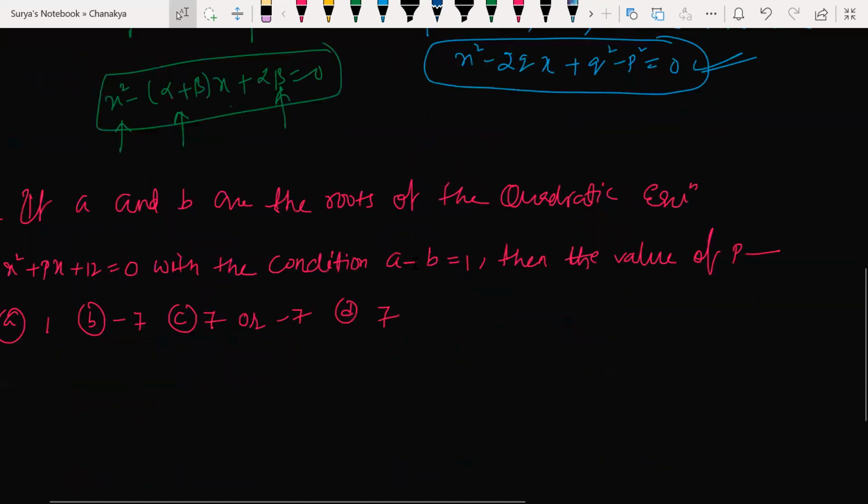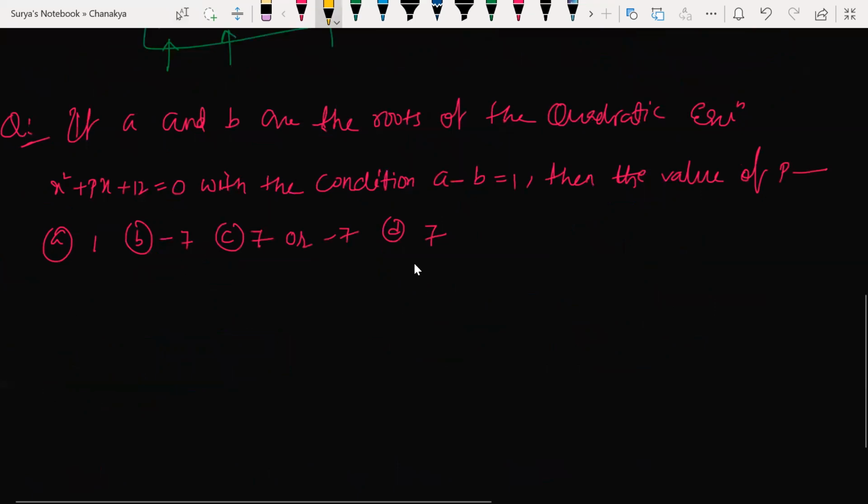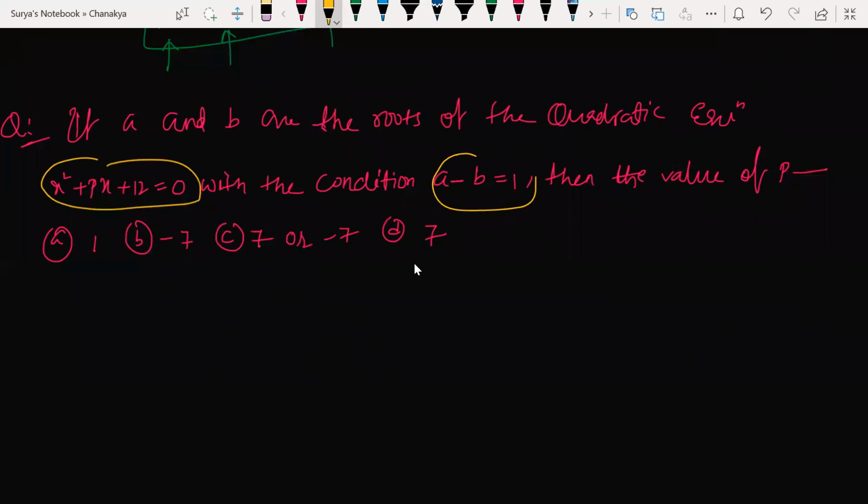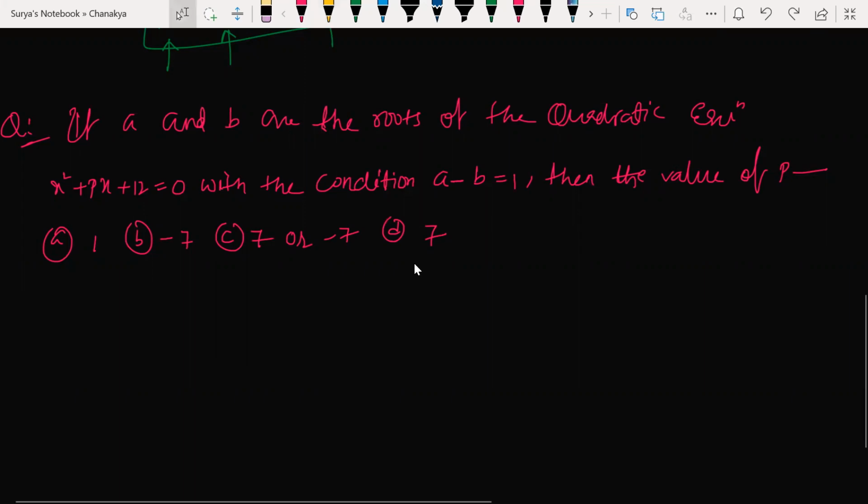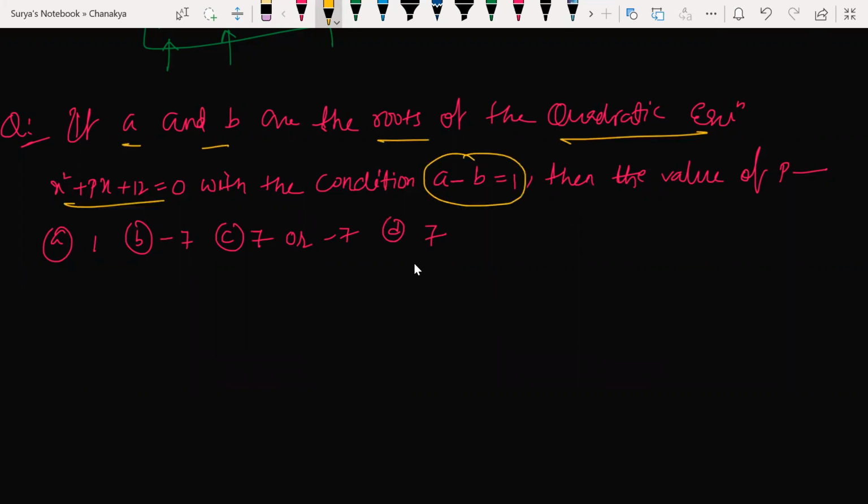Next question, sir. If a and b are the roots of the quadratic equation, this one, with the condition a minus b is equal to 1, then the value of p is equal to what? If A and B are the roots of the quadratic equation, this one, then the condition A minus B is equal to 1, then the value of P is what?